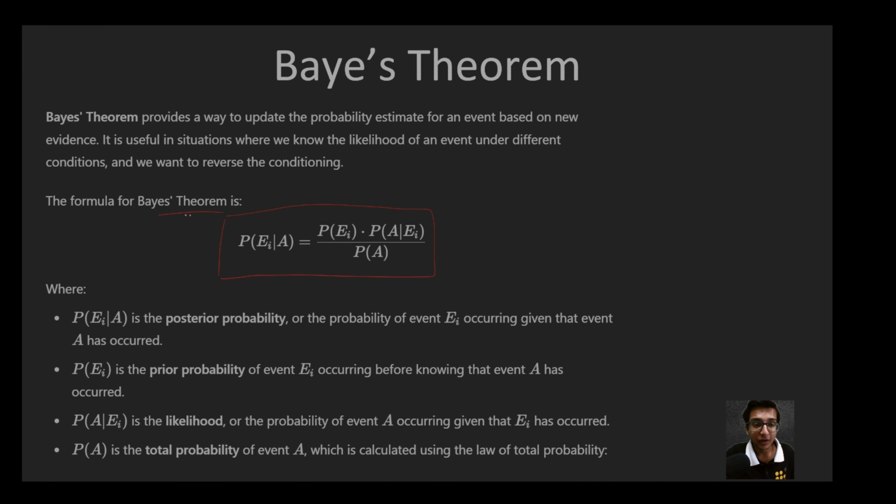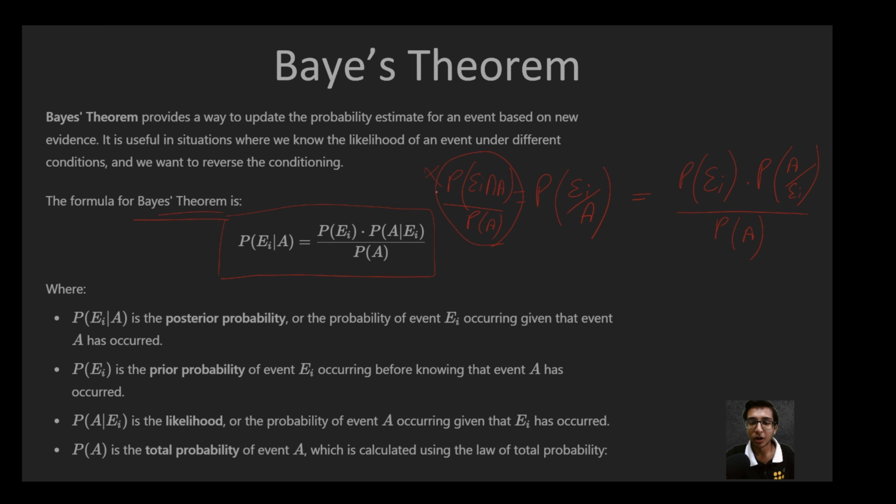So for the formula for Bayes theorem, what we are finding is the probability of any event occurring given that A event has already occurred. So we write this down as P(Ei) into P(A given Ei) upon probability of A. Now if you try to open this up, P(A given Ei) would become P(A intersection Ei) upon P(Ei), and P(Ei) and P(Ei) would get cancelled, so basically this can also be written as P(Ei intersection A) upon P(A).